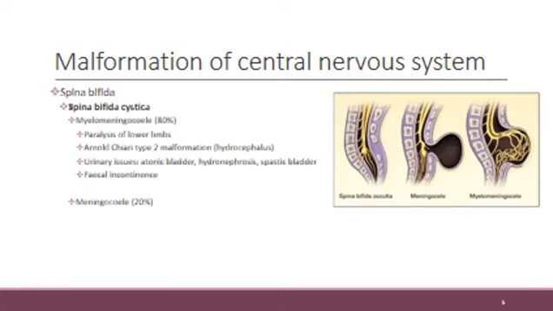Because of the site of the lesion, these patients often have urinary issues, either with an atonic bladder, which can lead to hydroureter and hydronephrosis, or it can lead to a spastic bladder as a higher motor neuron lesion. Fecal incontinence is also common. Meningocele has no neurological abnormalities. It's just the meninges that are protruding, and it does not include the spinal cord.